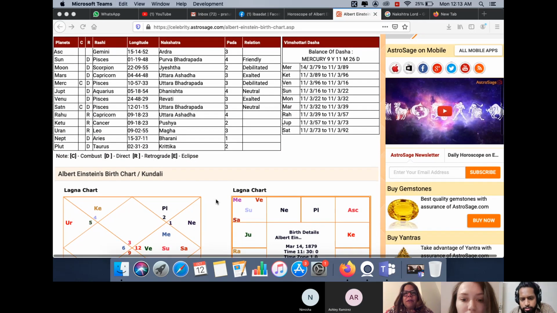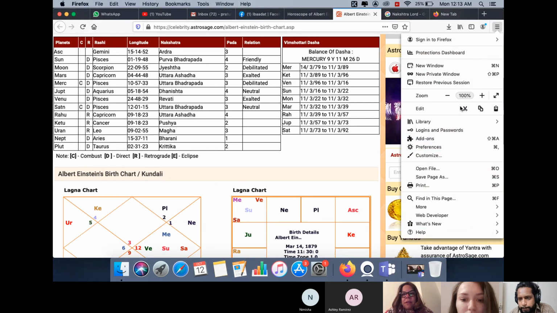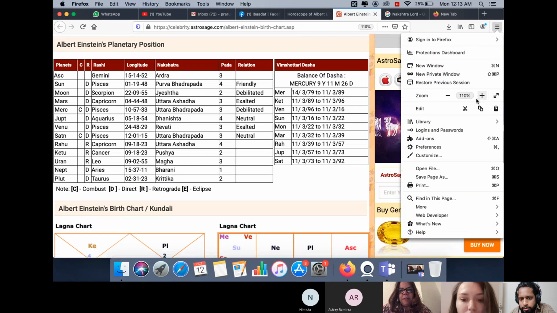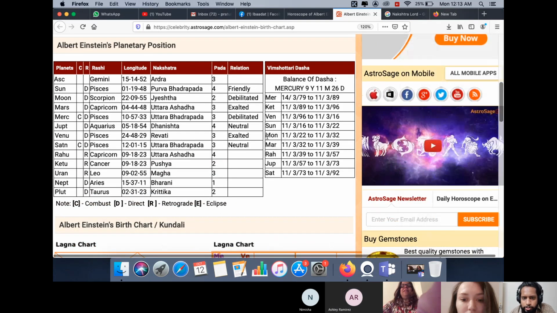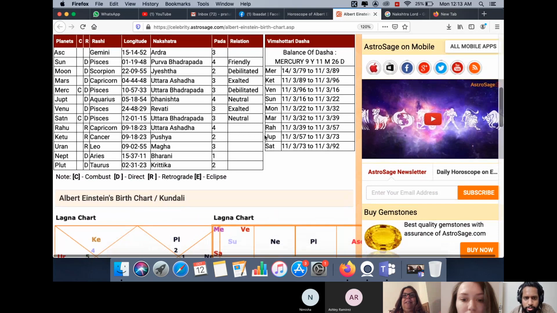I cannot see anything. You cannot see anything? No, because I'm using my phone. Let me see, I'm zooming. Can you see it now? I have zoomed a little bit.